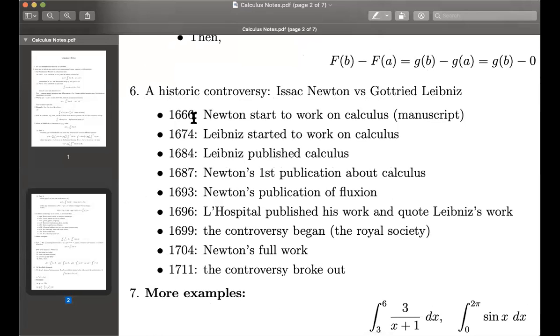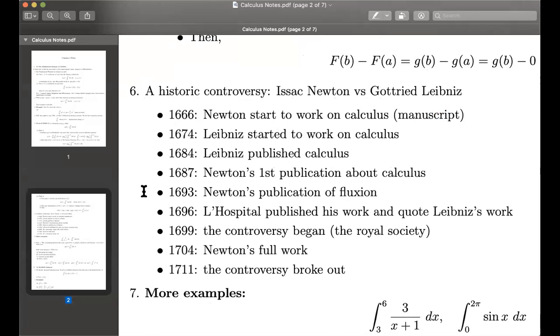In 1666, Isaac Newton, actually there was a pandemic. So Isaac Newton went to his farmhouse on a beautiful farm and started working there. It's very similar to what we have right now. And he started work on calculus with only manuscripts. In 1674, Leibniz started to work on calculus, and in 1684, he published his result, purely from the perspective of finding the area under the curve.